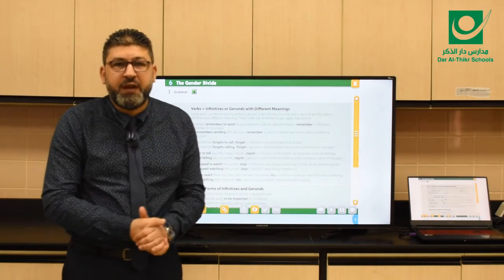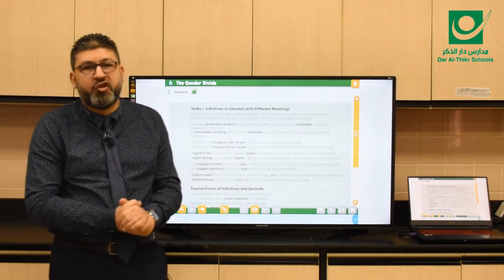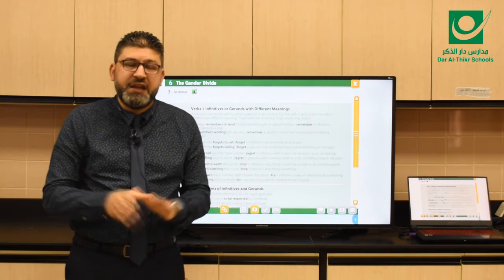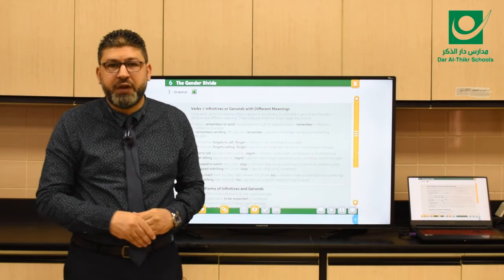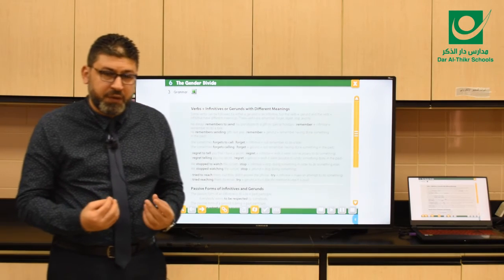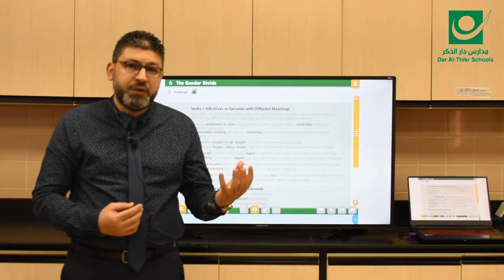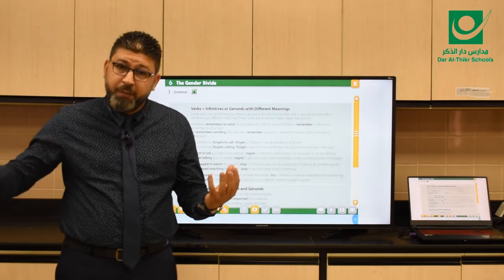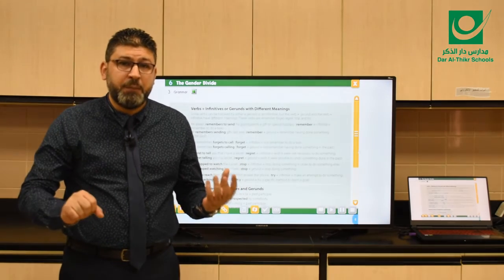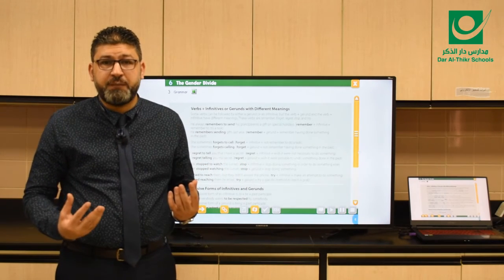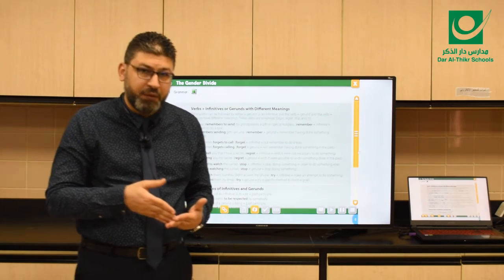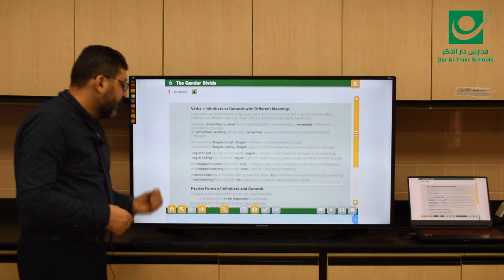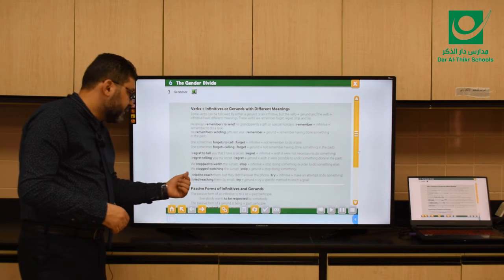What about if I say I stopped smoking? Here it means quit. I stopped smoking, that means I will not smoke anymore. This is the difference between them. So when I say stop to, that means stop something to do another action, but stop verb ing gerund means stop doing this action, quit. Okay? The last example for today will be try.